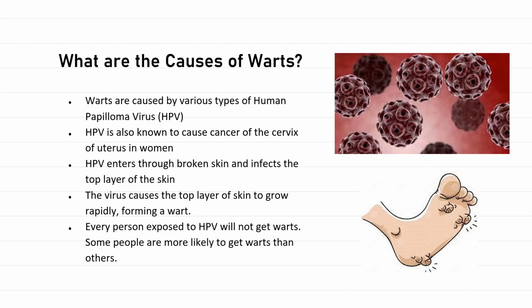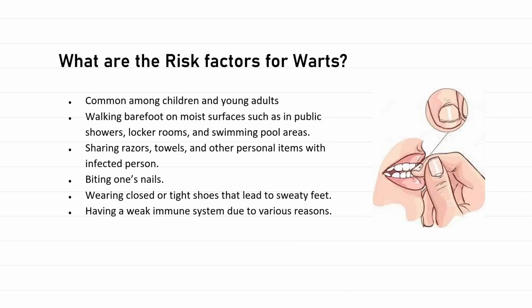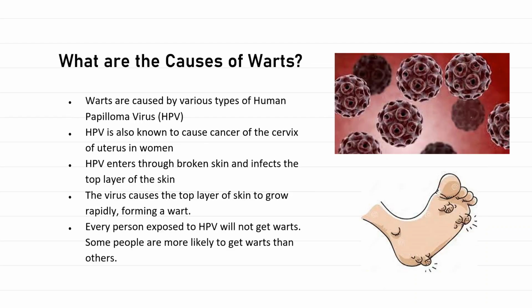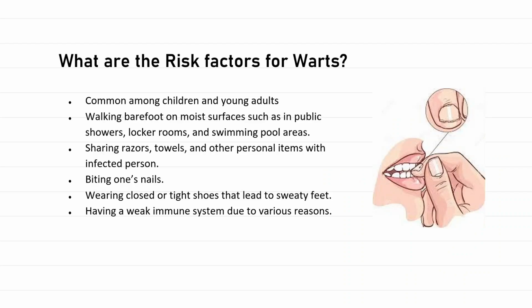Now we are going to the next slide, where we look at the risk factors for these warts. In the previous slide we saw how a wart gets caused in a person. It can be either by broken skin or if you have a weak immune system. So these are the two main causes that you might get a wart. Now, what are the risk factors? It is common among children and young adults.